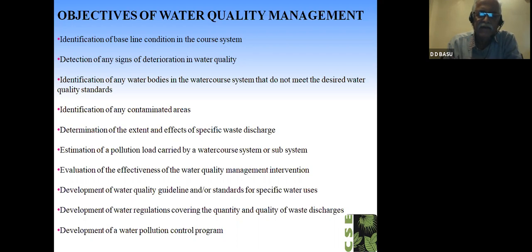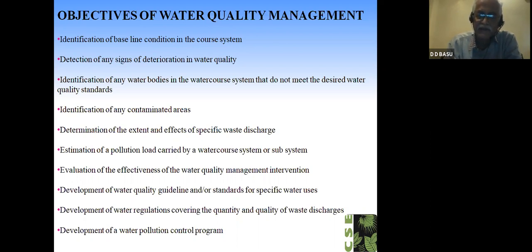And estimation of pollution load carried by a water course system or subsystems. Evaluation of effectiveness of the water quality management intervention. That is there. What intervention is required for water quality management? If you are discharging wastewater, what will the intervention be? Then how much treatment is required? That has to be seen.